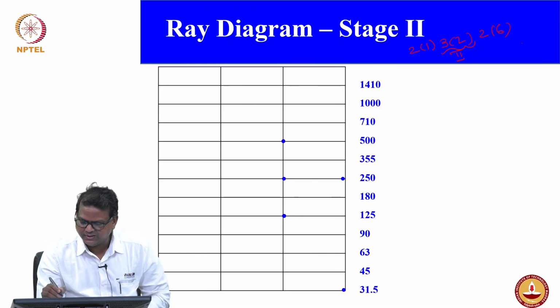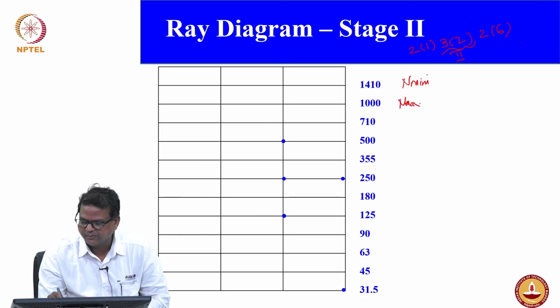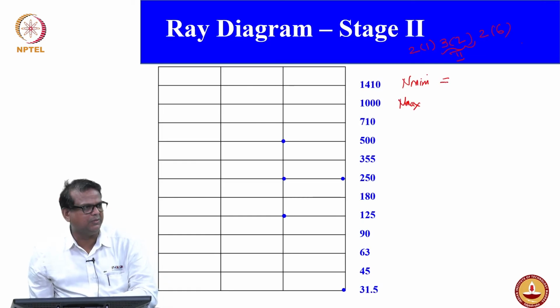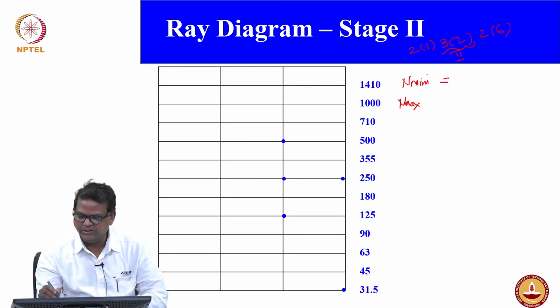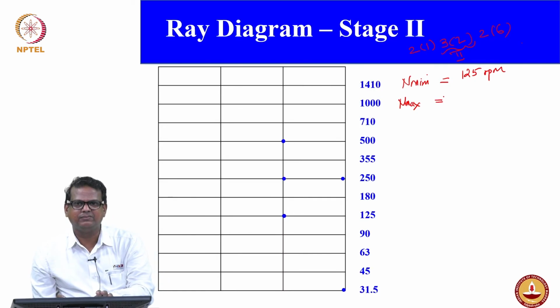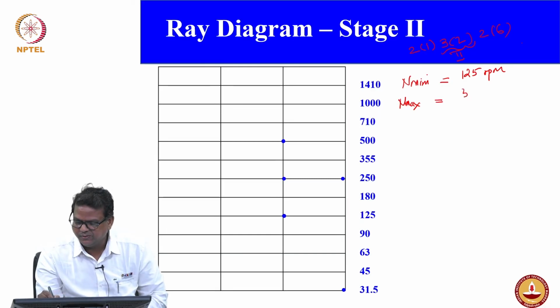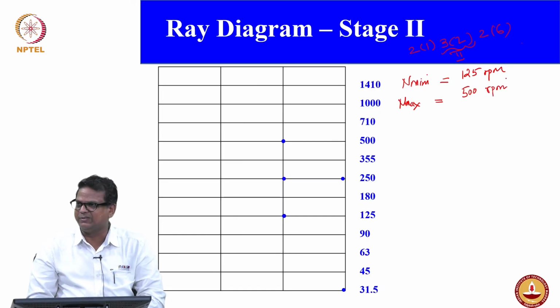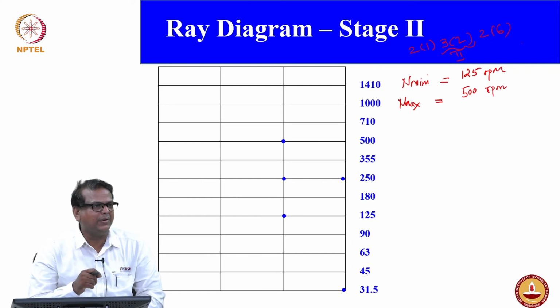Tell me what is the minimum speed from the ray diagram I am getting for the second stage, the minimum speed and the maximum speed. The minimum should be 125 rpm, right. The minimum is 125 rpm and the maximum is 500 rpm. So we have to repeat the procedure which we did for the third stage to find out what is the appropriate input speed for the given n minimum and n max in the second stage aspect.